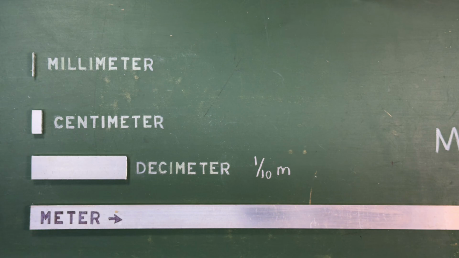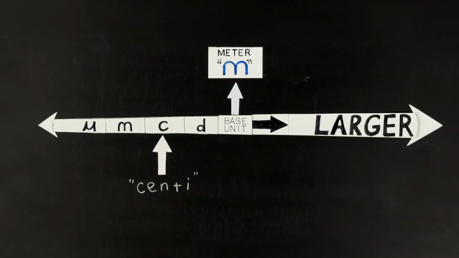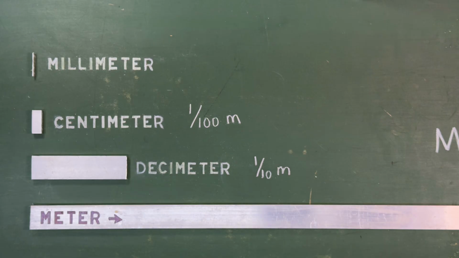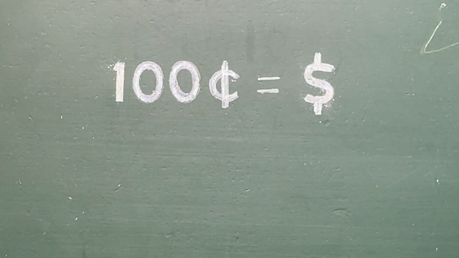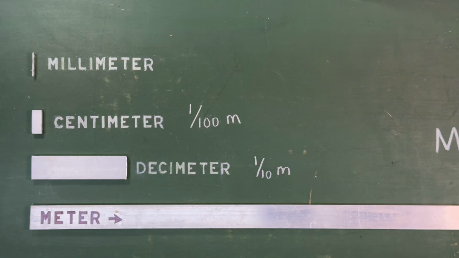There are 10 decimeters within a meter. The prefix centi means 1/100th. There are 10 centimeters within a decimeter and 100 centimeters within a meter. This is why the US penny is called a cent. It is 1/100th of the US base for currency, the dollar. 100 cents makes a dollar, just like 100 centimeters makes a meter.